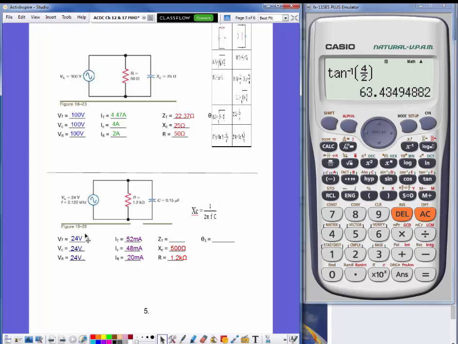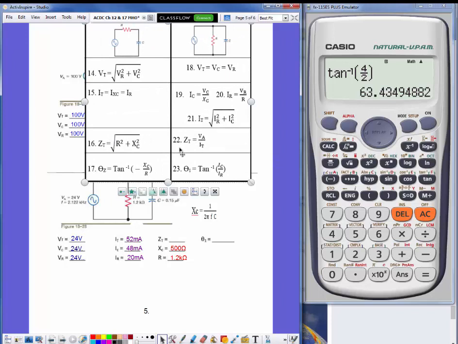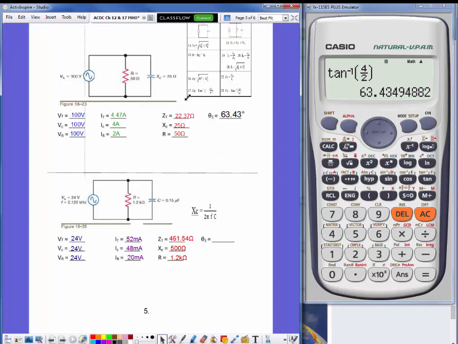Then we will use a fancy form of Ohm's law. ZT is equal to VT over IT. It's really nothing more than Ohm's law and a fancy formula, number 22, to find total impedance. And then finally, we will use our formula number 23 to find theta 1.